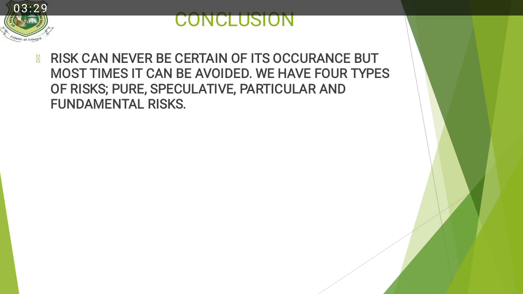Risk can never be certain of its occurrence, but it cannot be avoided sometimes. We have four types of risks. We have the pure, speculative, particular, and fundamental. You should know the differences between these types of risks. Pure is something that can never be avoided, but speculative, you can avoid it. Particular has to do with one person, but fundamental has to do with a group of people.